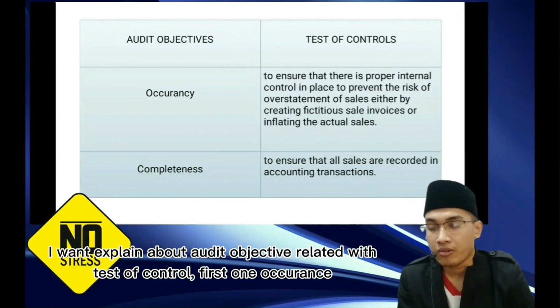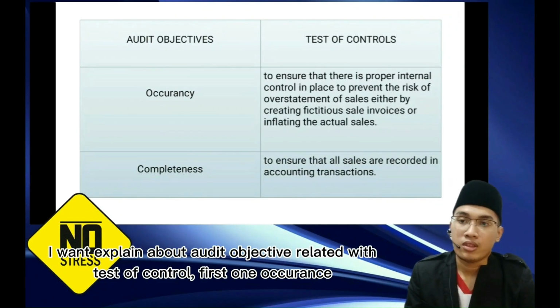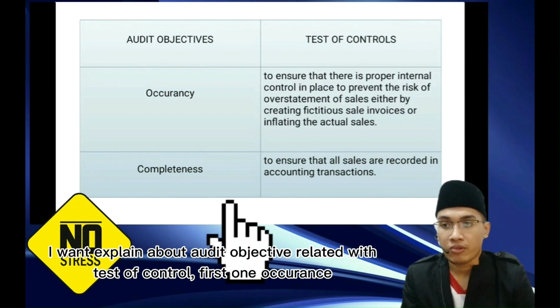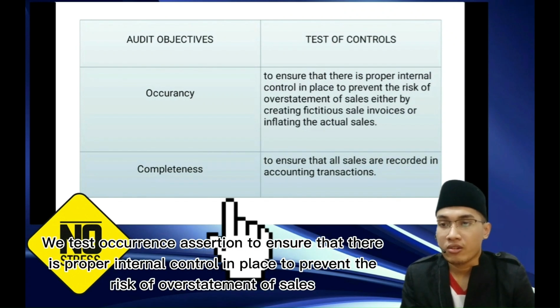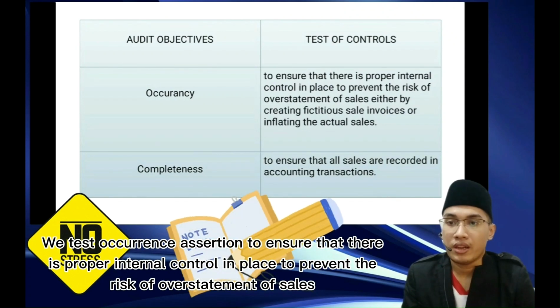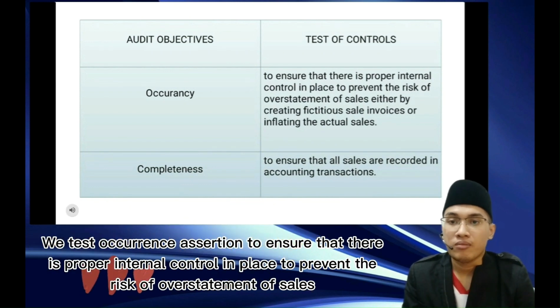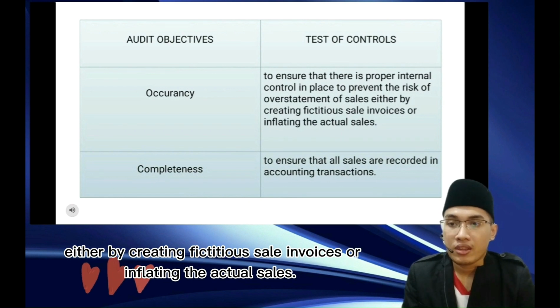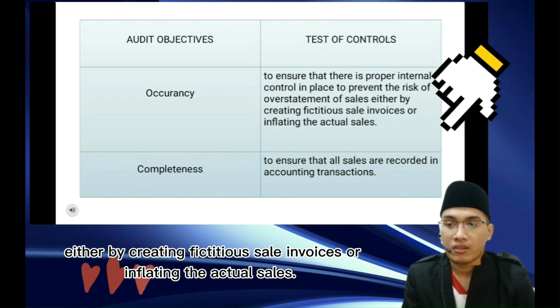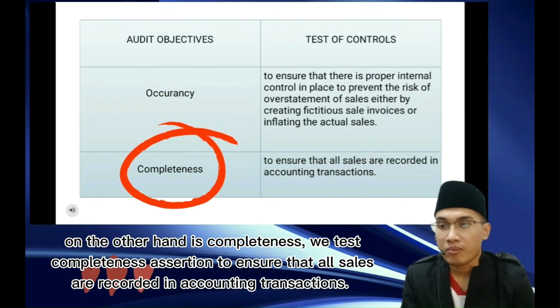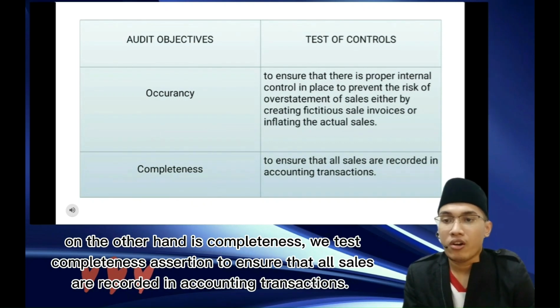I want to explain about audit objectives related to test of control. The first one is occurrence. We test occurrence of sales to ensure that there is proper internal control in place to prevent the risk of overstatement of sales, either by creating fictitious sales invoices or inflating the actual sales. The other one is completeness. We test completeness of sales to ensure that all sales are included in accounting transactions.